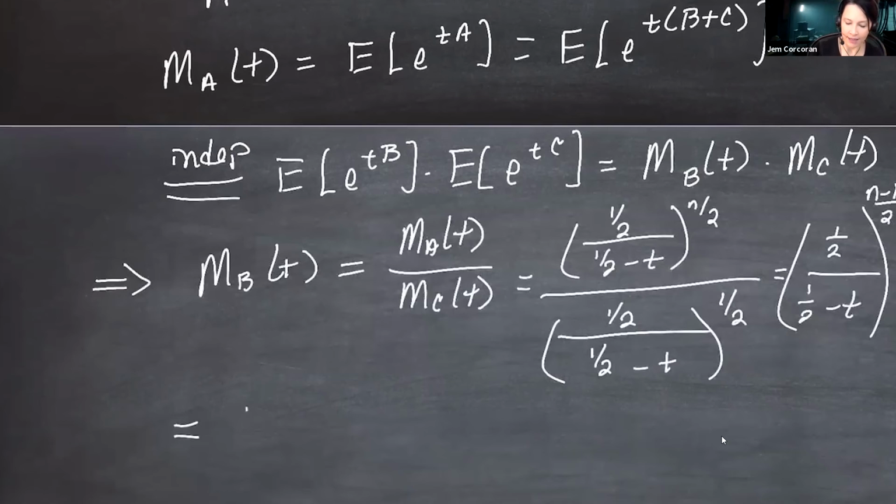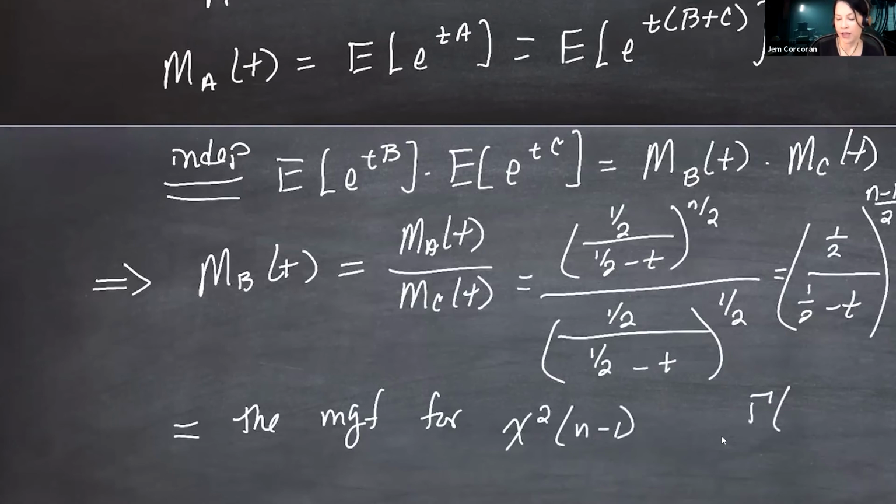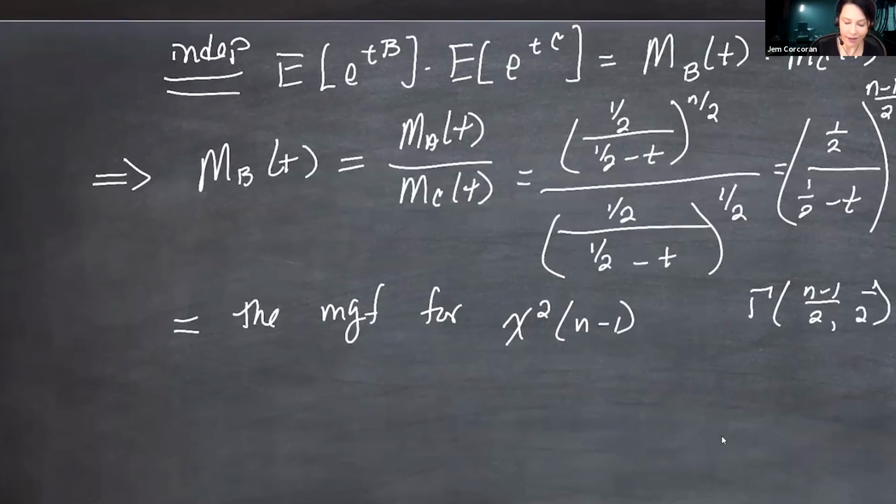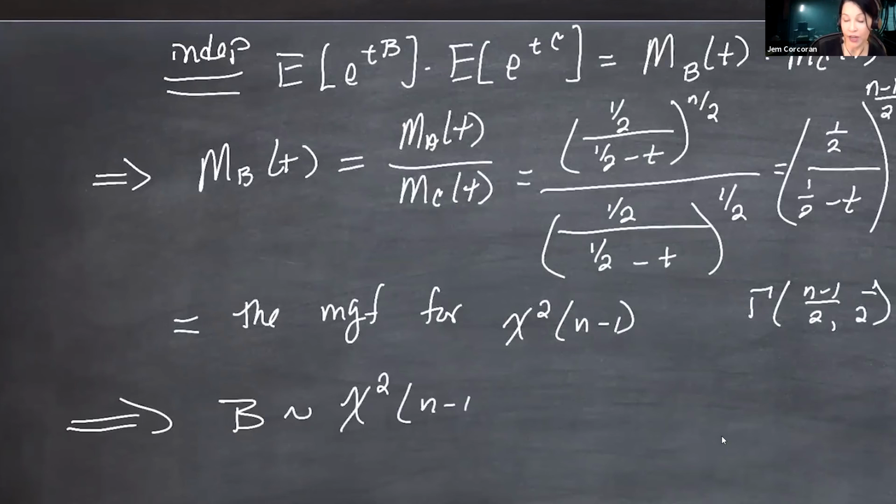So this is the moment generating function for the chi-squared n minus 1 because it's a gamma n minus 1 over 2, comma 1/2. So because they uniquely determine the distribution, we've got that B is chi-squared n minus 1.